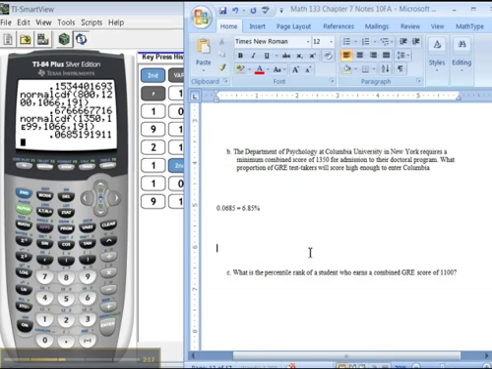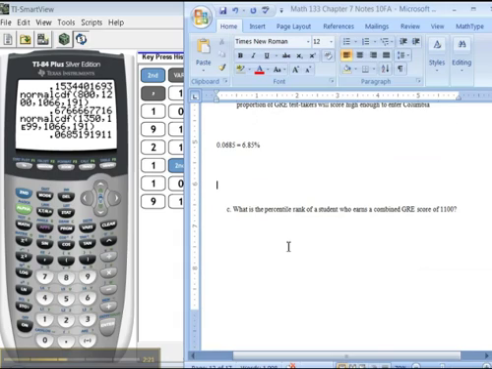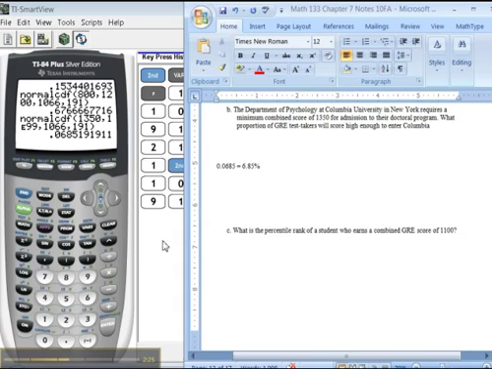6.85%. It's an Ivy League, right? If you're not really, really high, they're not even going to give you the time of day. At least that's what I've been told. Now, what is the percentile rank of a student who earns a combined GRE score of 1100? Okay, be careful. I'm asking for percentile rank. That uses normal CDF. What I'm asking is what percent of people are below you. If you score 1100, are you in the 10th percentile, the 20th? Who's lower than you?